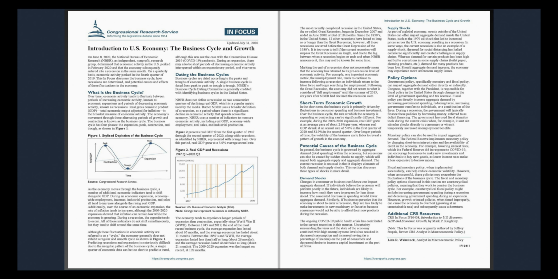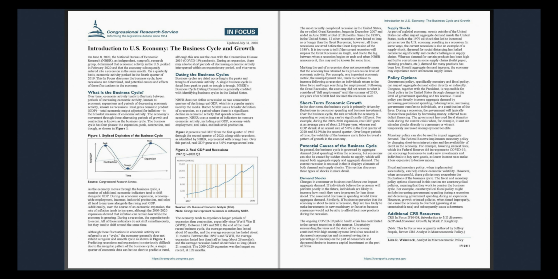Dating the business cycles. Business cycles are dated according to the peaks and troughs of economic activity. A single business cycle is dated from peak to peak or trough to trough. NBER's Business Cycle Dating Committee is generally credited with identifying business cycles in the United States. NBER does not define a recession as 2 consecutive quarters of declining real GDP, which is a popular metric used by the media. Rather, NBER uses a broader definition of a recession, as a period where there is a significant decline in economic activity that spreads across the economy.